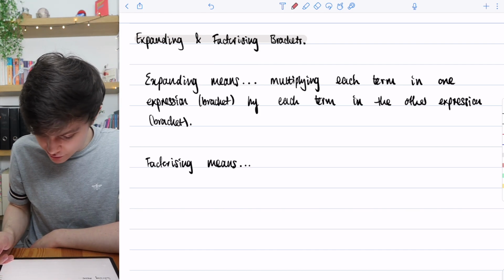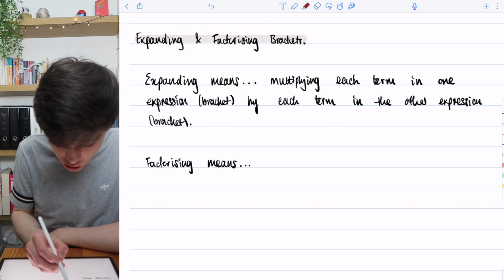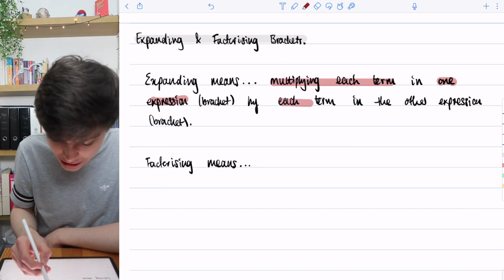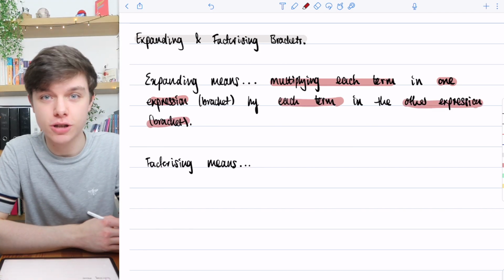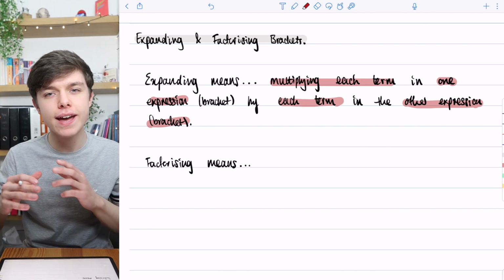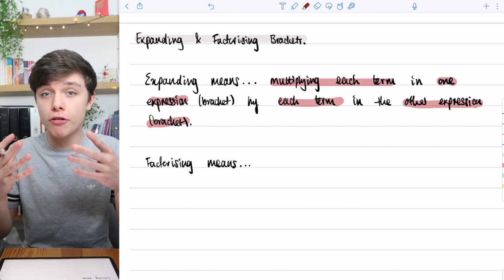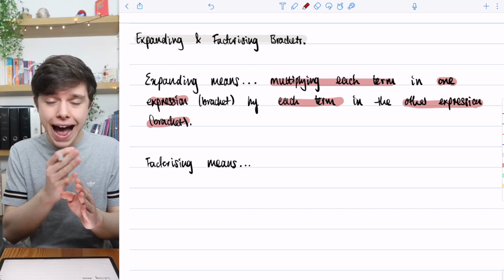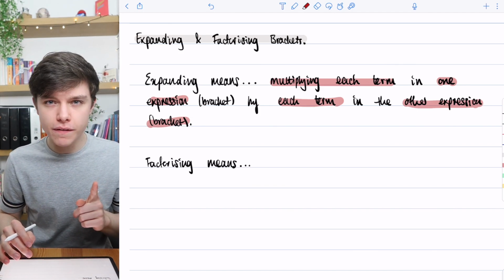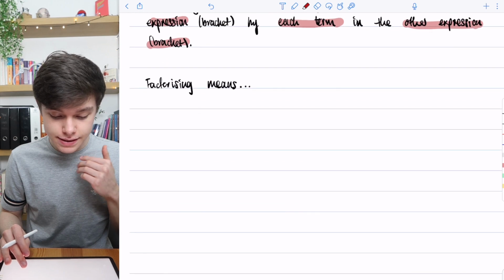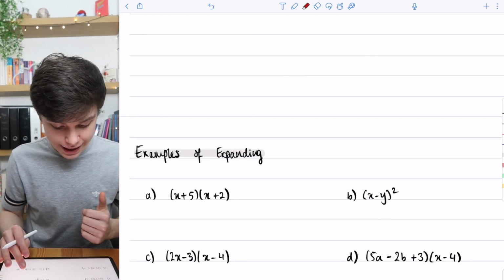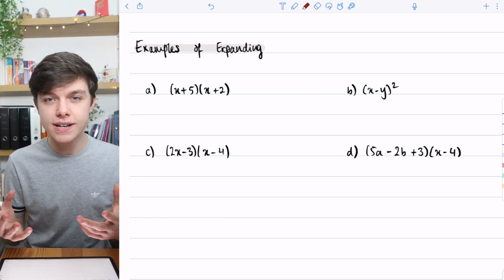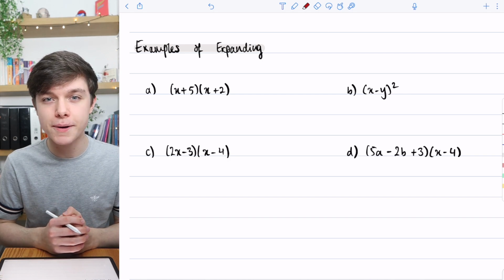So keywords in that definition are, we want to multiply each term in one expression by each term in the other expression. Okay, so multiplying everything in the first bracket by everything in the second bracket. Or if you've got three brackets, multiplying everything in the first bracket by the second and the third, and so on. I'm going to get on to what factorising means in a minute, and I'm going to demonstrate expanding brackets by examples. So here are 4 examples of expanding brackets. Press pause and have a go if you want to, and then we'll work through the answer.